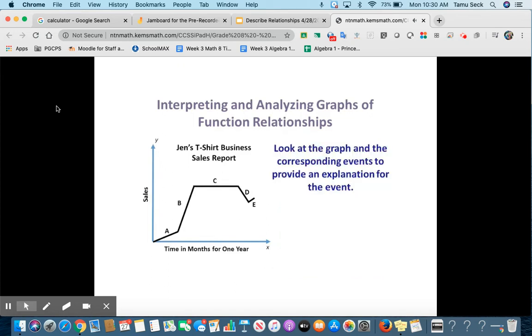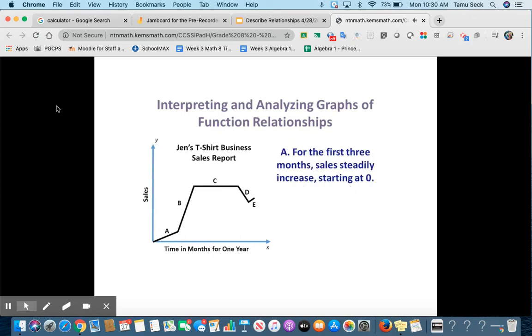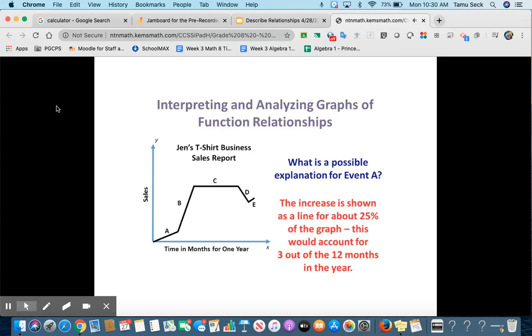Let's look at the graph and the corresponding events to provide an explanation for the event. Event A is that for the first 3 months, sales steadily increase, starting at 0. What is a possible explanation for event A? The increase is shown as a line for about 25% of the graph. This would account for 3 out of the 12 months in a year.